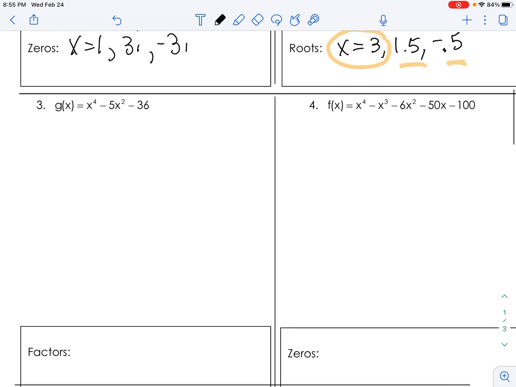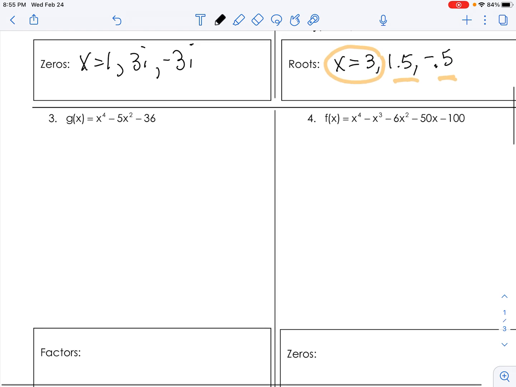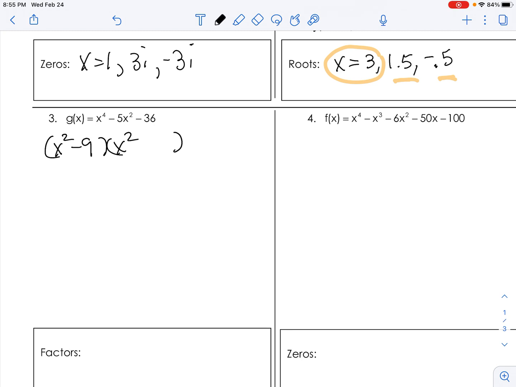Okay, number 3. Let's try to factor this. Again, it's a trinomial. It's an x to the 4th, right? So let's try x squared and x squared. And then let's follow our trinomial patterns. What two numbers multiply to be negative 36 and add to be negative 5? How about negative 9 and positive 4?